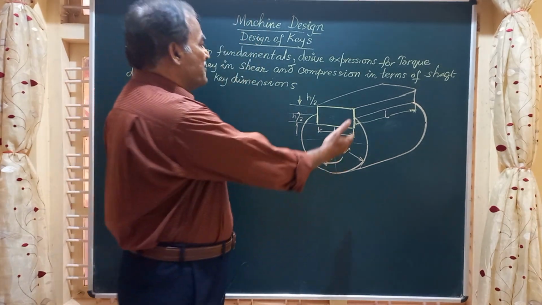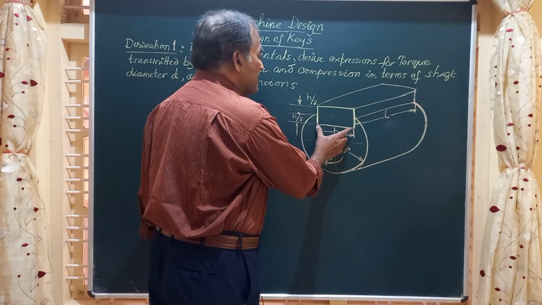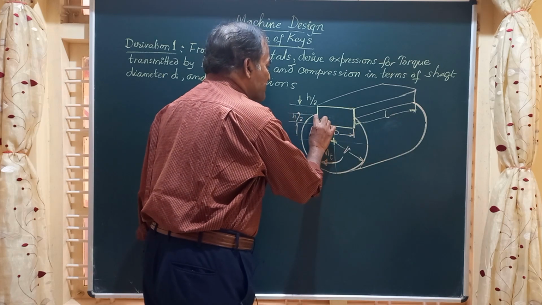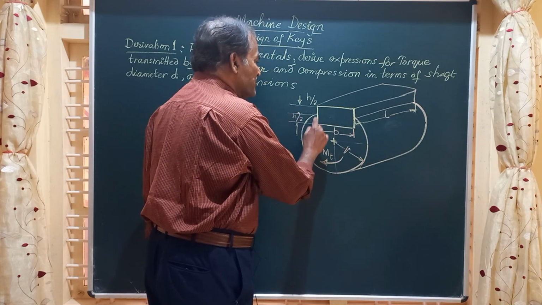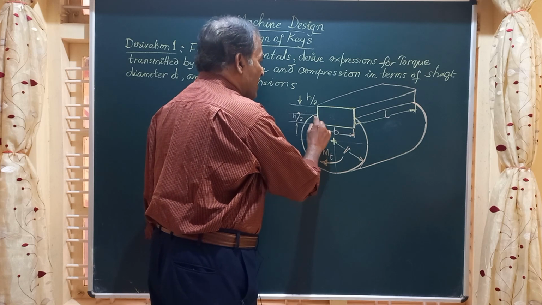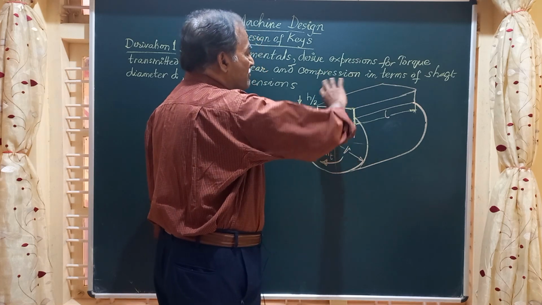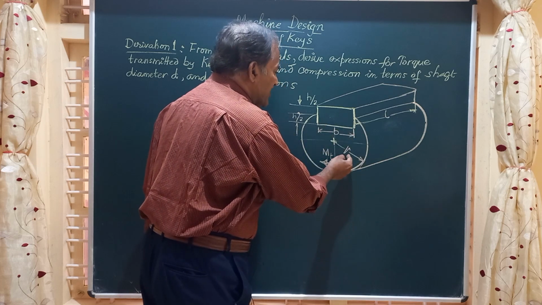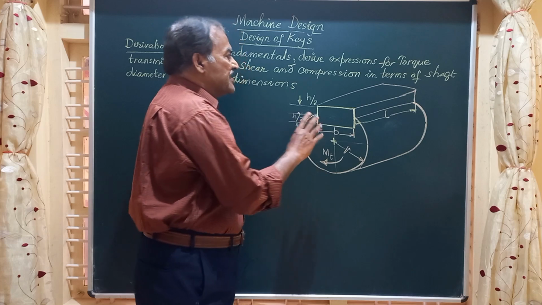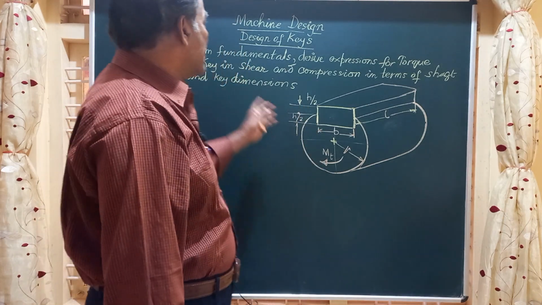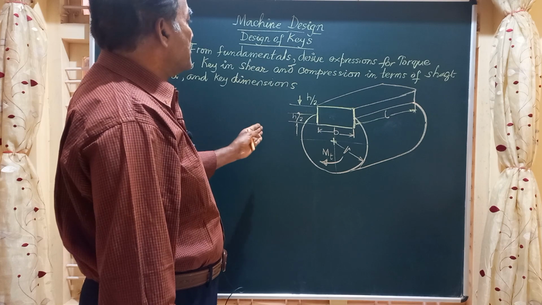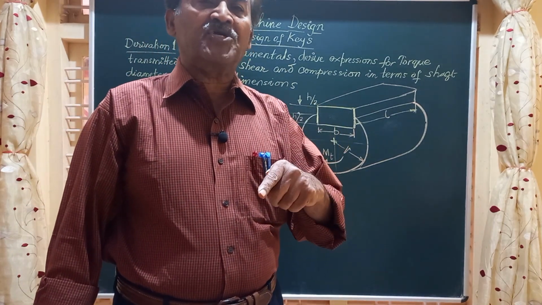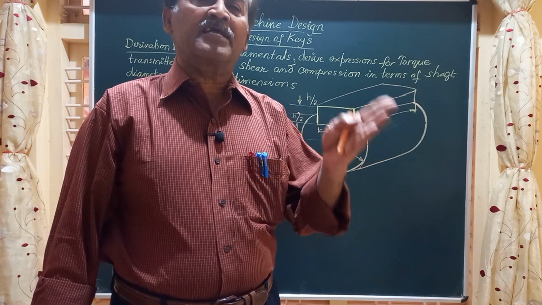So friends, in the figure I have shown here, you have a key of width B, thickness H, and length L, where half the depth of the key is inside the shaft and the other half is in the mating member. Here the shaft has a diameter d, or radius d by 2, and it is transmitting a torque. Now we are asked to find the expression for the torque transmitted by the key when it fails by shear, and the torque transmitted in compression.